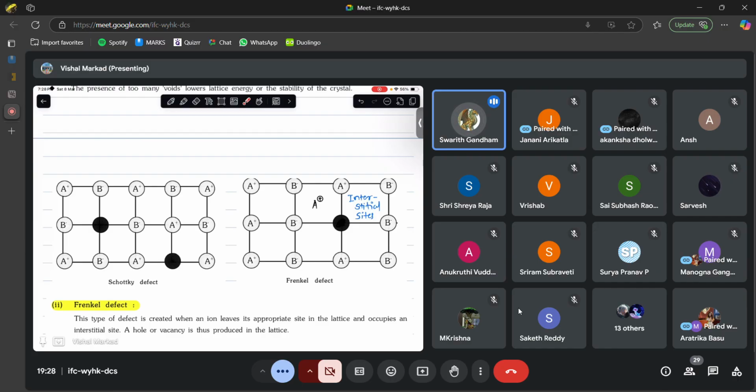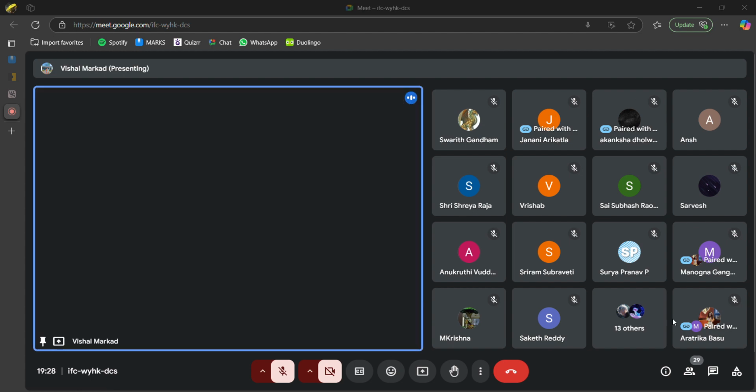NaCl, CsCl, KCl, KBr and all. Okay. What will happen to the stability of the crystal? It decreases due to larger voids. Right? It's like if you remove some bricks from your wall, there is a high chance that it will collapse. Same thing. Clear? So this is the Schottky defect. Look here, one cation, one anion is missing. So, Schottky defect.